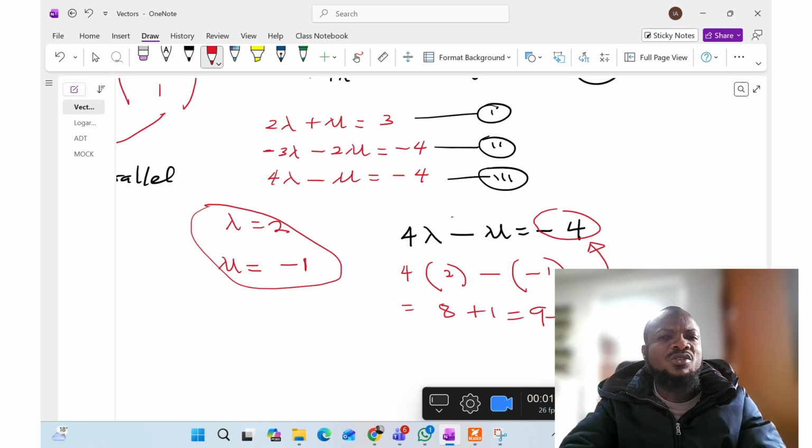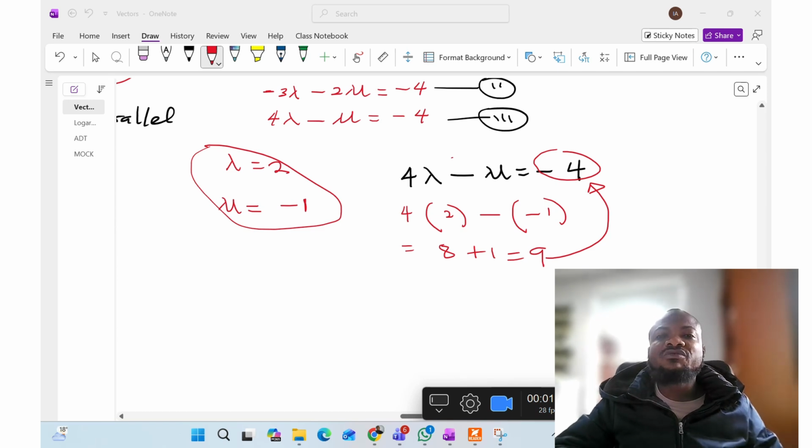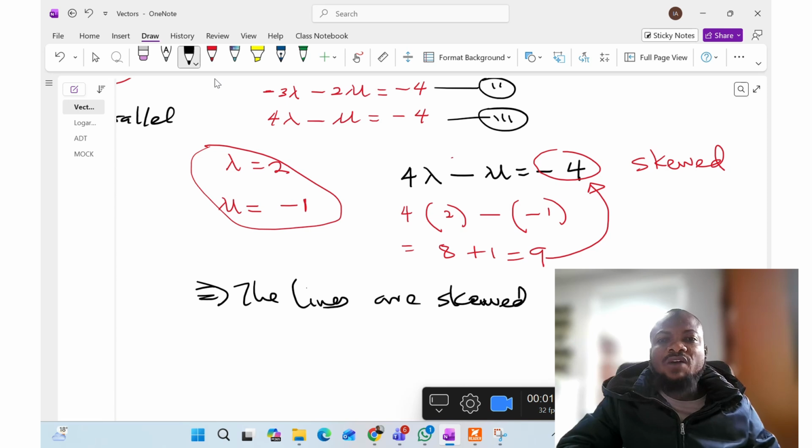Before I tell you, can you please write in the comment section what you think this implies? If we had gotten minus 4, what do you think it implies? Now we did not get minus 4. What do you think it implies? So I guess you must have written it in the comment section. So since the value is not minus 4, that means these lines are skew, since they are not minus 4. So this implies that the lines are skew. That means they do not have any point of intersection.